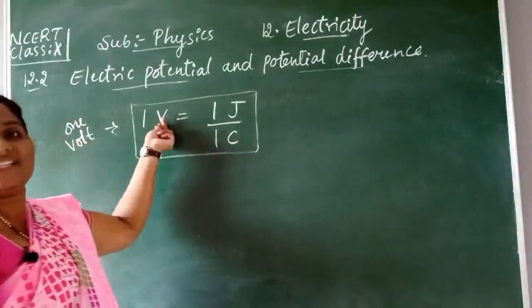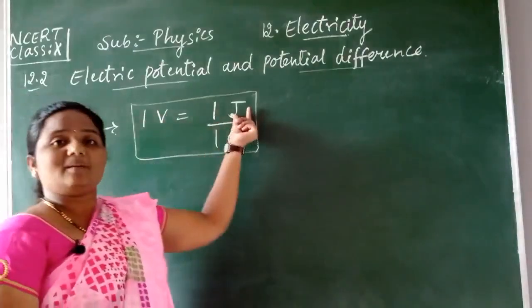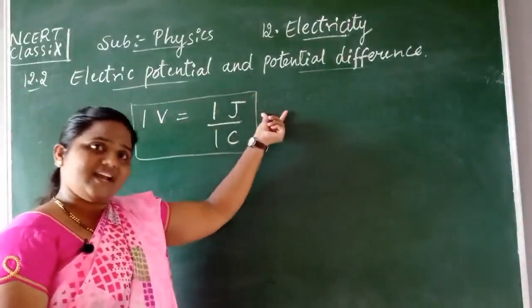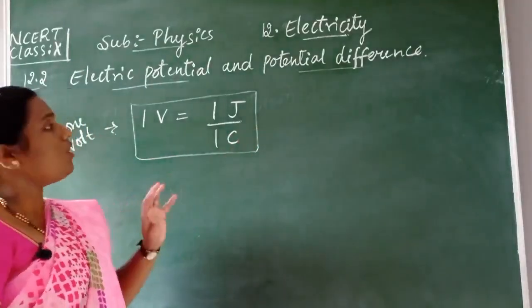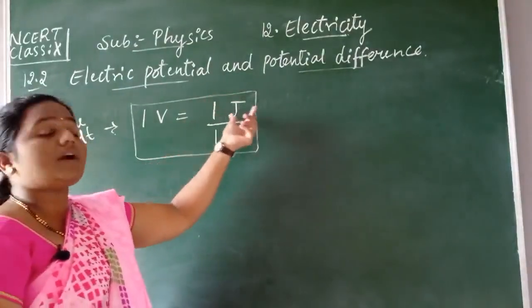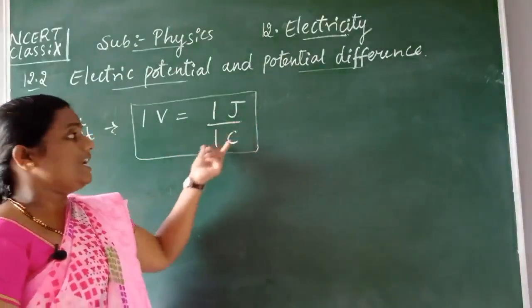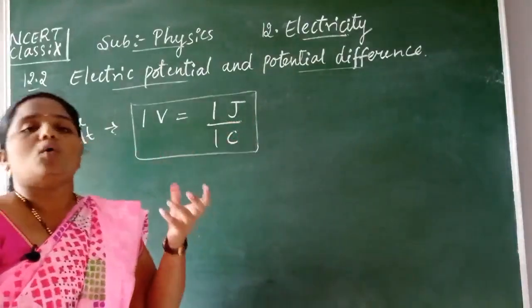See here, V is volt, which means potential difference. J is the unit of work done, and C is the unit of charge. So whatever the amount of work done, especially when 1 joule of work is done in bringing 1 coulomb of charge, it is called 1 volt.